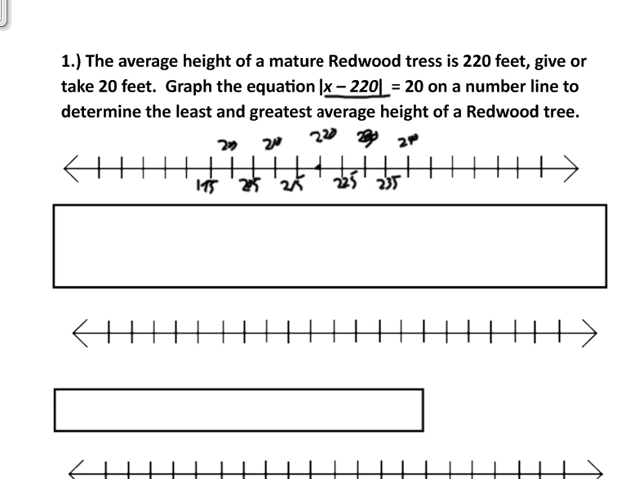All right. According to the equation, it can be either give or take 20, so it can be up 20: 5, 10, 15, 20. It could be as high as this, or it could be down 20: 5, 10, 15, 20. So it could be as low as that. So somewhere between 200 and 240.